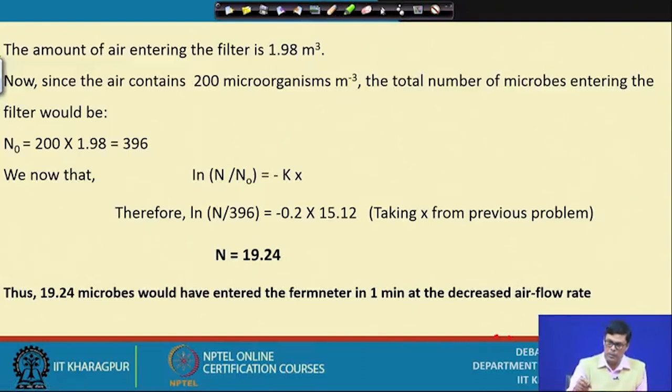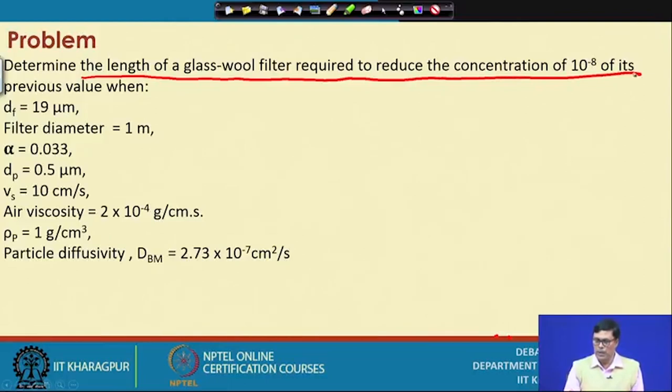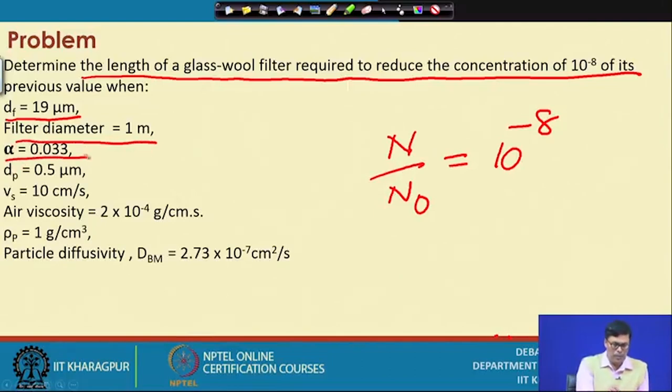Now, let us try to solve some other problem, the design of the air filter. Design the length of the glass wool filter required to reduce the concentration to 10^-8 of its original value. That means n by N0 is 10^-8. Now, DF, the diameter of the fiber, is 19 micron. The filter diameter is 1 meter. Alpha is the solid fraction.